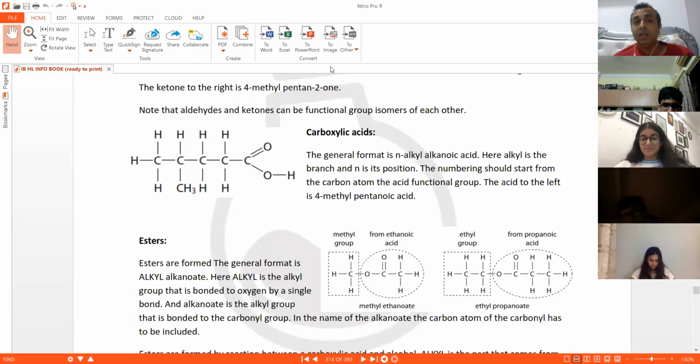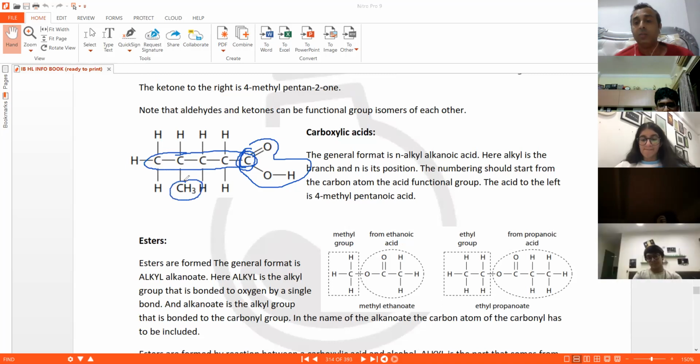In carboxylic acid, the first carbon has to be the carbon of the functional group. The COOH का जो carbon है, this has to be the first carbon always. Like how in aldehyde I said the aldehyde का functional group का carbon has to be the first carbon atom. So including that carbon, the total carbon chain is 5. So this is pentanoic acid. And at carbon number 4, there is methyl, so 4-methyl pentanoic acid.